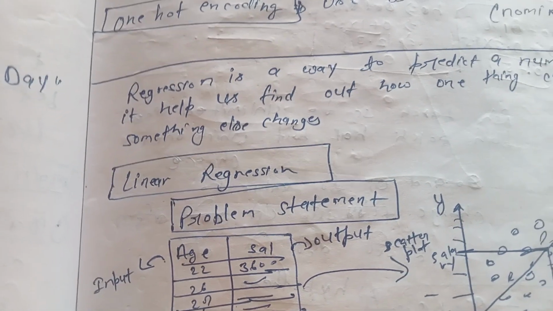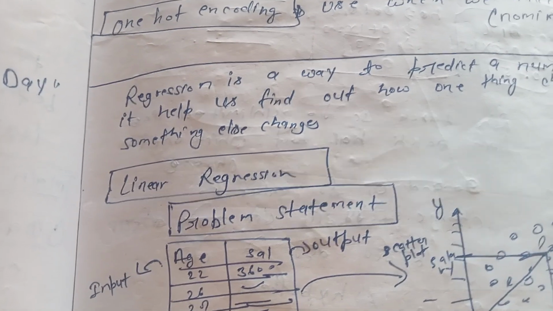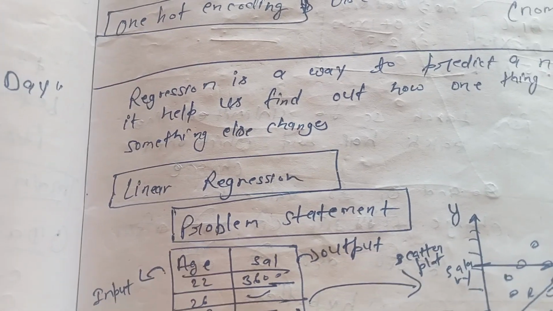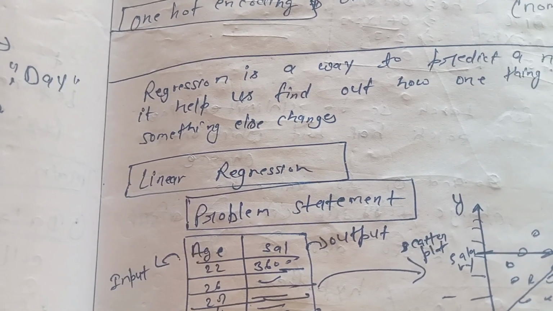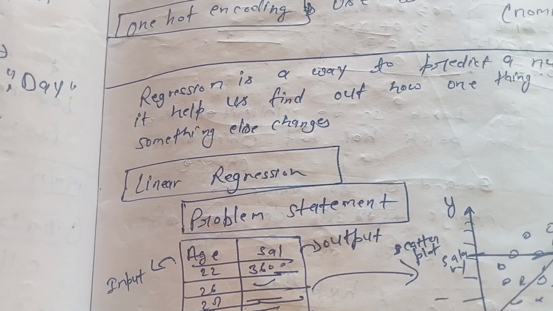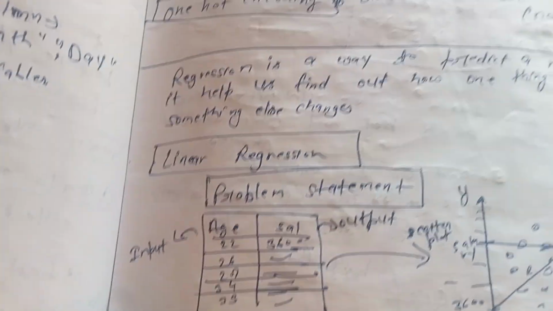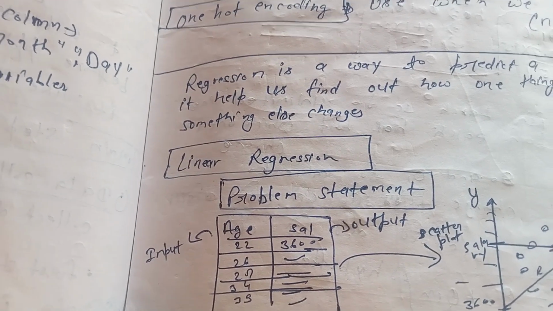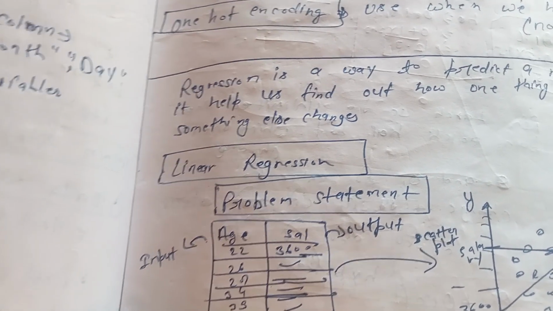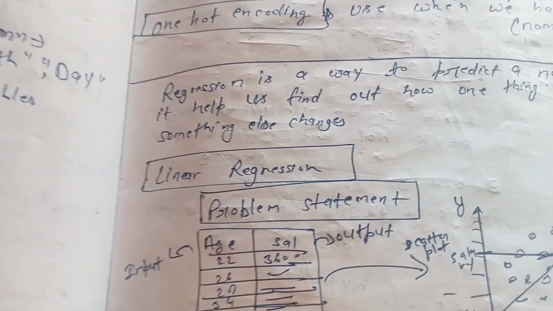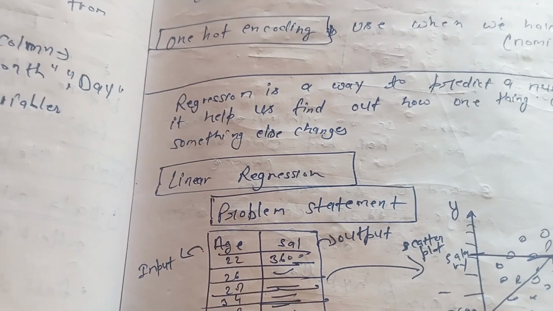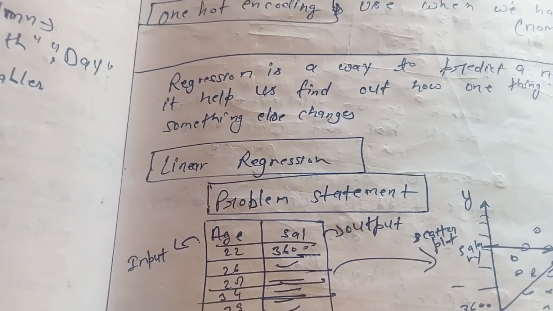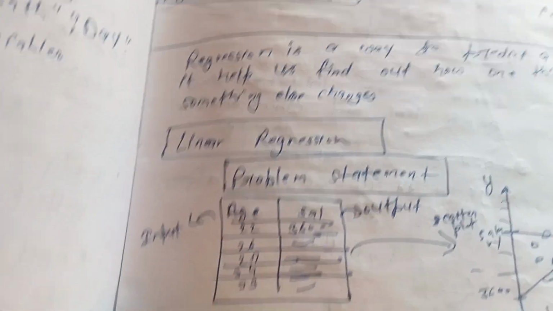Okay, now revise here. Machine learning. Regression is a way to predict numbers. It helps us to find how one thing changes when something else changes. Linear regression, as I told, is used for predicting continuous data, for predicting price, for predicting salary. If you have these kinds of problems, you can use linear regression.